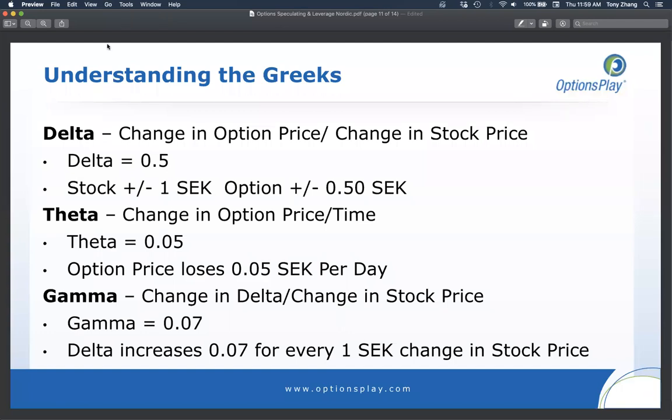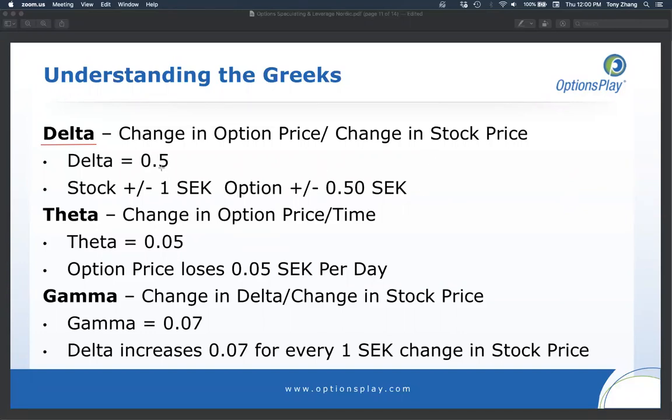Delta is, in my opinion, the most important Greek to remember when you're trading options, because delta tells you the change in the option price with respect to the change in the stock price. So in the previous example, when we bought a call option on a 100 crown stock that was trading at 4 crowns for that option, the question most users have is, if the stock goes up by 5 crowns, how much money do I make on my options trade? And that's what delta helps you understand: if the stock goes up by a certain amount, how much does your option price go up by?